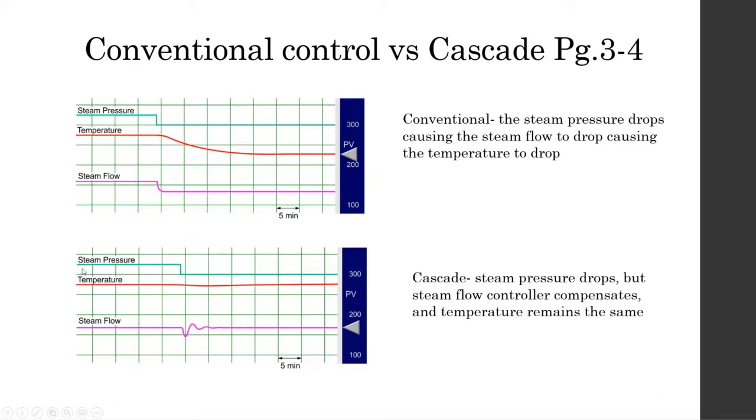So upsets to our manipulated variable, in this case steam pressure, end up not having a significant effect on our controlled variable, which in this case is the temperature. That's why we use Cascade control.